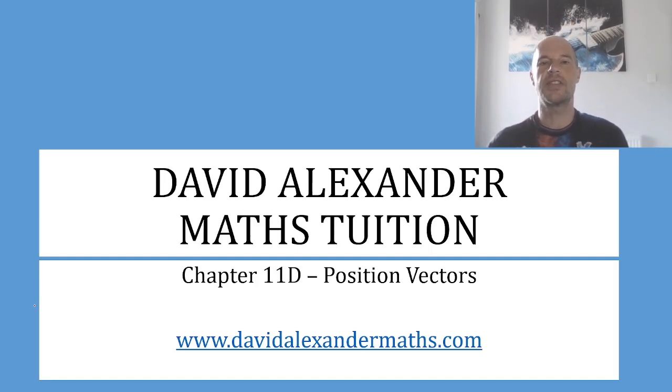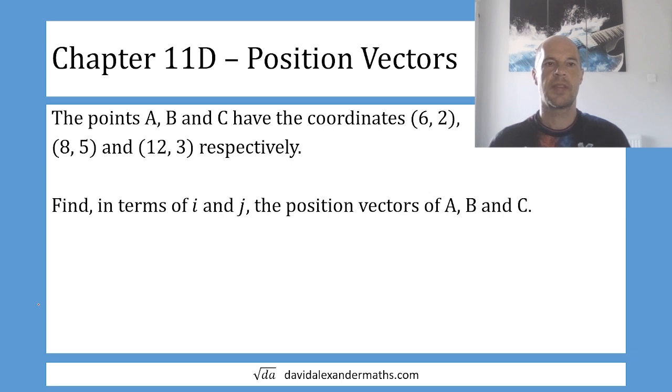This is chapter 11D, position vectors. The points A, B and C have the coordinates (6, 2), (8, 5) and (12, 3) respectively. Find in terms of i and j the position vectors of A, B and C.